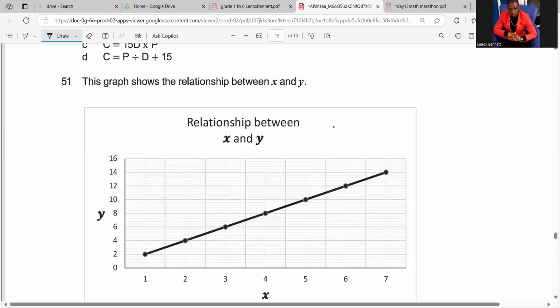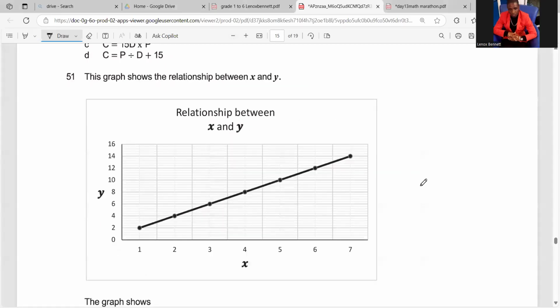All right, 51 says the graph shows the relationship between X and Y. Somebody said let them in, but I don't see anybody in the waiting room. Oh, yeah. The graph shows the relationship between X and Y. So study the graph carefully.